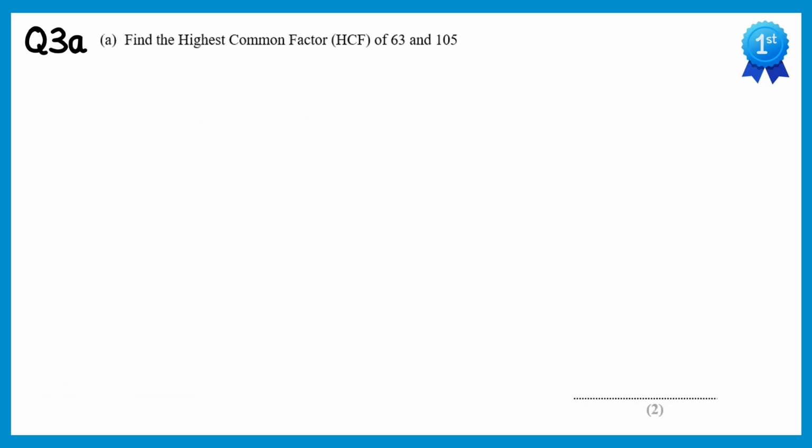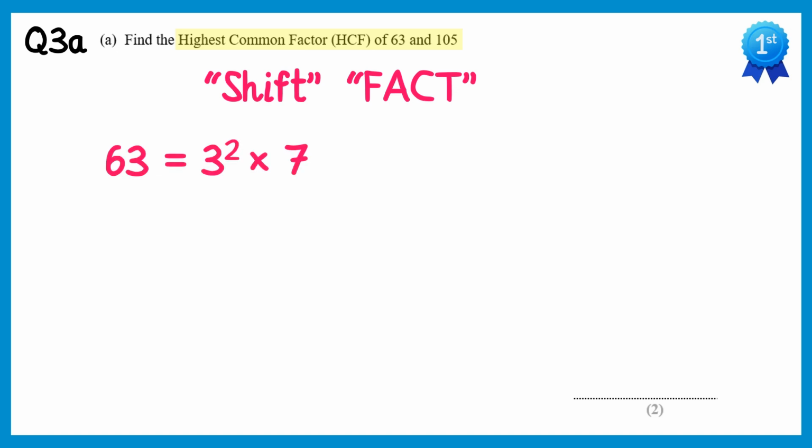For the first part of this question, we need to find the highest common factor of 63 and 105. To do this, I'm going to write both of those numbers as a product of their prime factors. You can either do this by drawing out a factor tree, although most calculators can do this for you. If you press 63 and then press equals, your calculator will display the number 63. Then if you press shift, and then there'll be a button that says fact, this will prime factorize 63 for you. So it will show you that 63 is equal to 3 squared times 7.